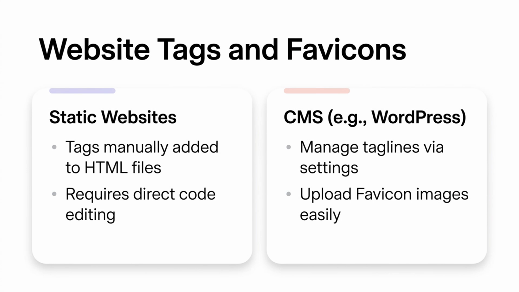Finally, for this segment, let's discuss site tags and favicons. If you are building a static website, you will need to manually insert your meta tags directly into the HTML files. However, if you are using a content management system like WordPress, this process is streamlined. You can easily update your site's tagline in the settings and upload an image to serve as your favicon without touching the code. This leads us directly into how we manage technical elements next.